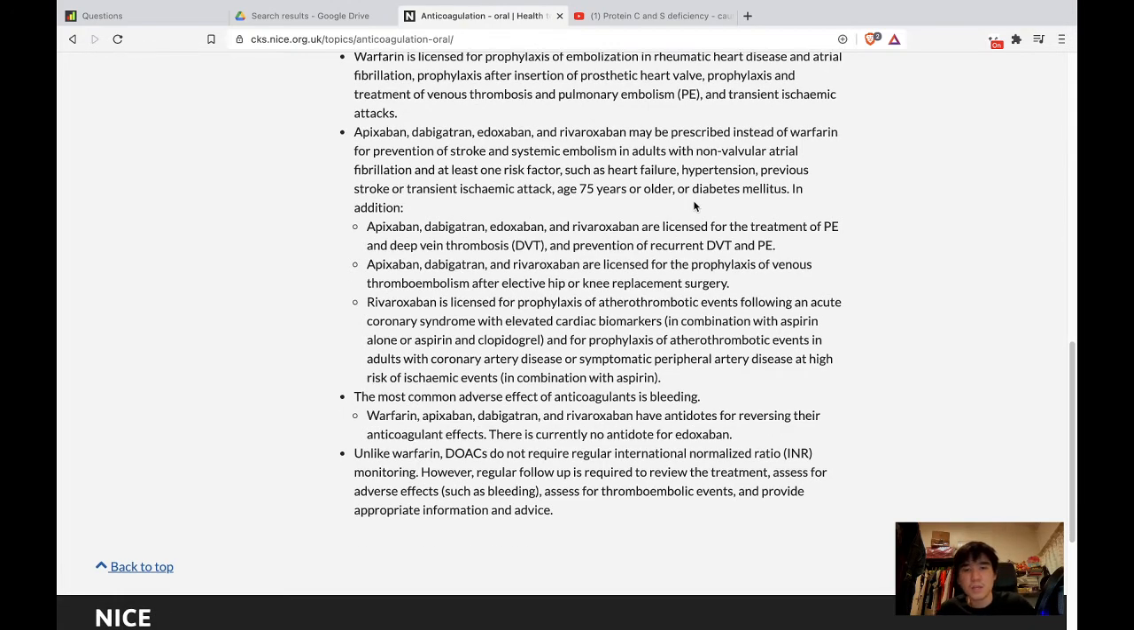Apixaban, dabigatran, and rivaroxaban are licensed for the prophylaxis of venous thromboembolism after elective hip or knee replacement surgery. Rivaroxaban is licensed for prophylaxis of atherothrombotic events following an acute coronary syndrome with elevated cardiac biomarkers in combination with aspirin alone or aspirin and clopidogrel, and for prophylaxis of atherothrombotic events in adults with coronary artery disease or symptomatic peripheral arterial disease at high risk of ischemic events in combination with aspirin.